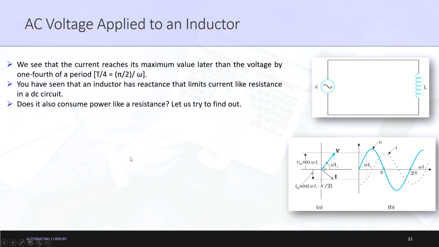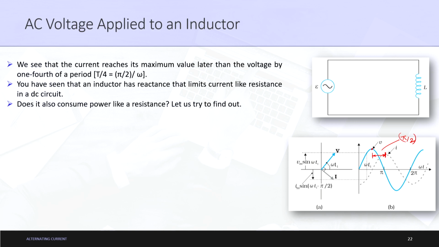Next, we see that current reaches its maximum value later than the voltage by 1/4 of the period. As you can see here, this was the point at which our voltage reached the maximum value and this was the point at which the current reached its maximum value. The difference between the time frames at which both of these reach their maximum value is nothing but pi by 2. That is what is written here.